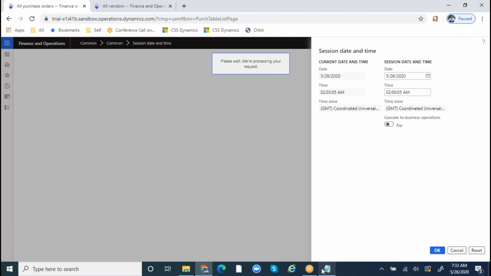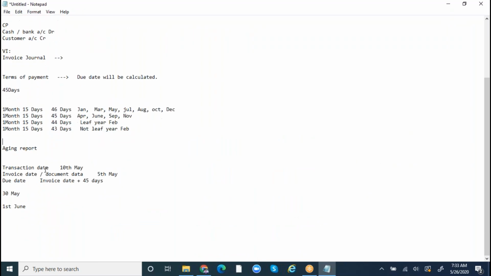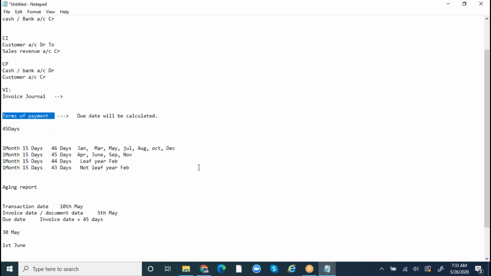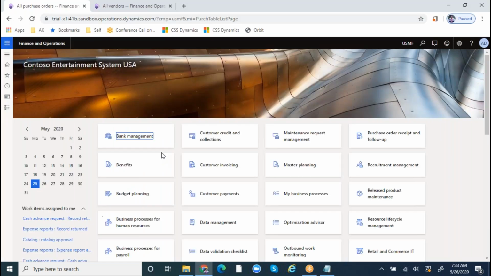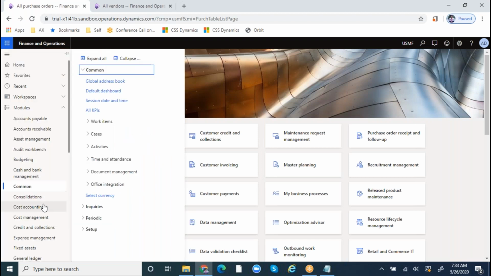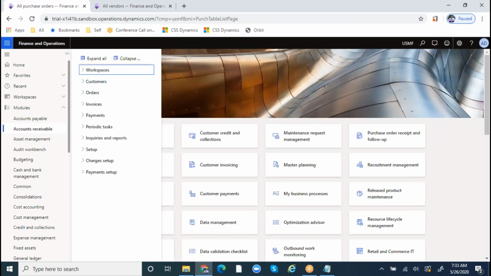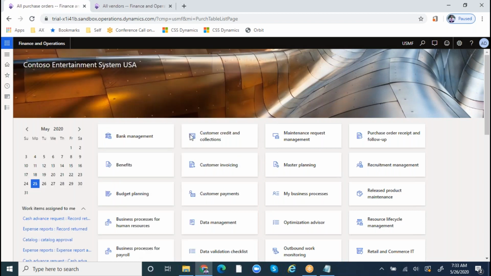Fine, now understood, terms of payments. So terms of payment, every time, suppose with the customer, I'm doing accounts receivable module, pretext invoices, all pretext invoices.